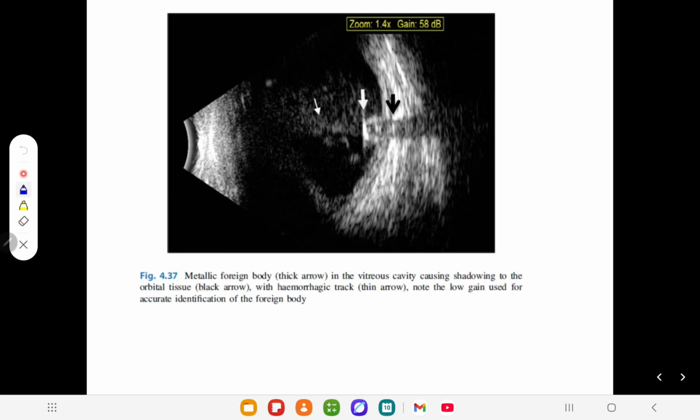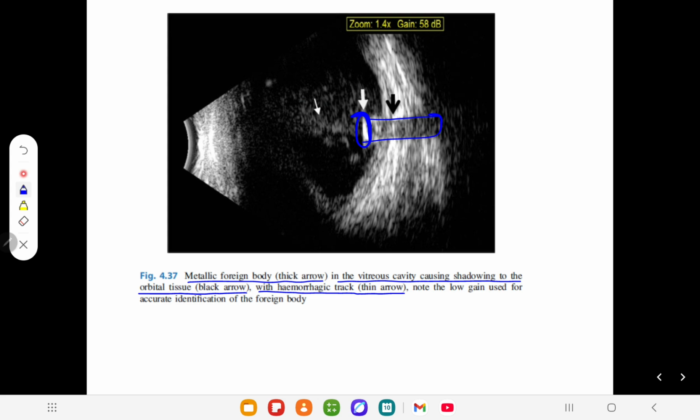See, the metallic foreign body, thick arrow, in the vitreous cavity, causing the shadow to the orbital tissue, black arrow, and the hemorrhage track, thin arrow. See, this is a foreign body, highly reflective, and this hinders the sound wave. That's why, can you see this area, black area?